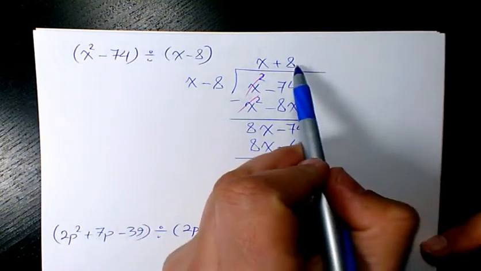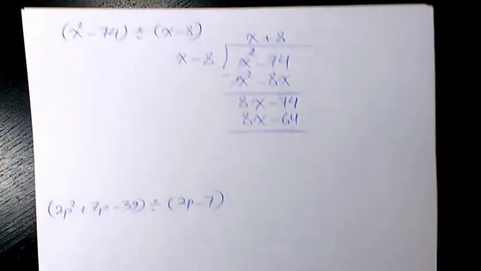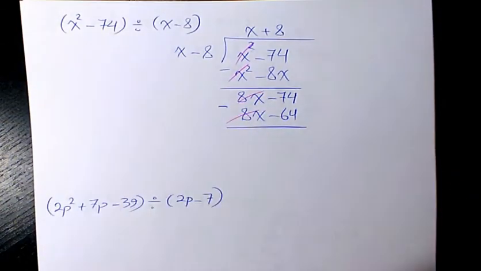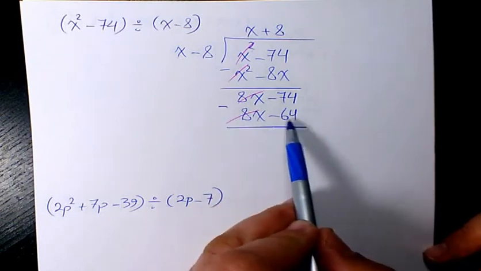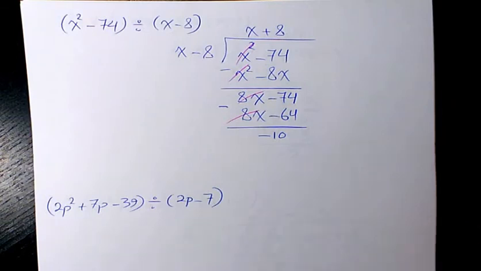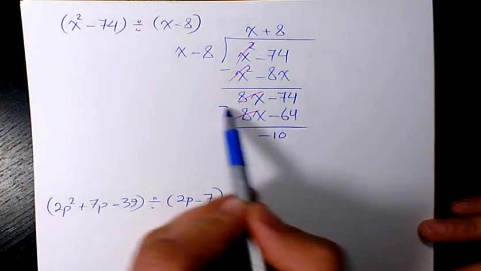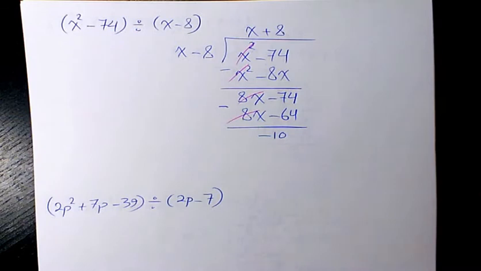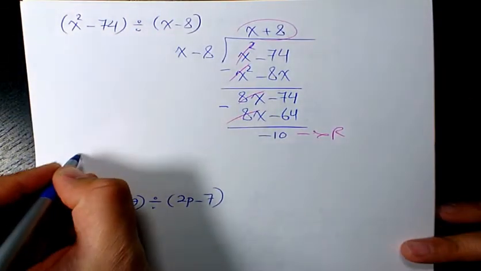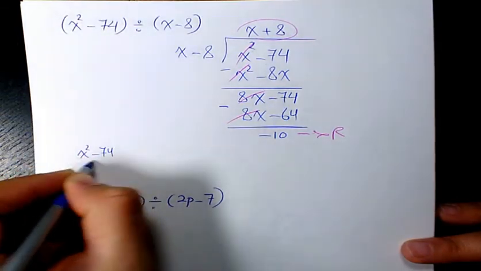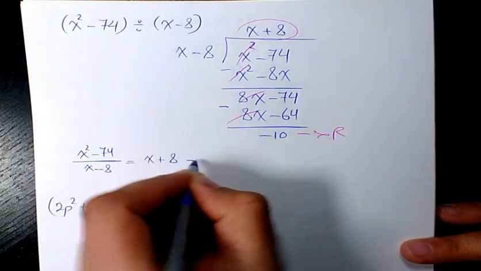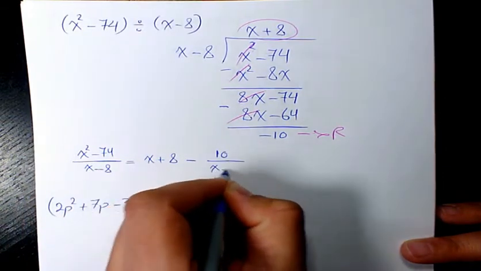Why minus 64? Because 8 times negative 8 is negative 64. So these two cancel out. Negative 74 minus negative 64 is going to be plus. So it's going to be negative 10. Why? Because negative 74 plus 64 is going to be negative 10. So this one is the remainder and this one is the quotient. So we can say that x squared minus 74 divided by x minus 8 equals x plus 8 minus 10 divided by x minus 8.